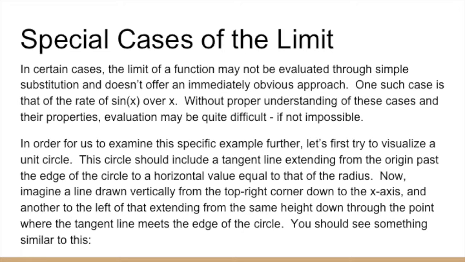let's first try to visualize a unit circle. This circle should include a tangent line extending from the origin past the edge of the circle to a horizontal value equal to that of the radius. Now, imagine a line drawn vertically from the top right corner down to the x-axis, and another to the left of that extending from the same height down through the point where the tangent line meets the edge of the circle. You should see something similar to this.